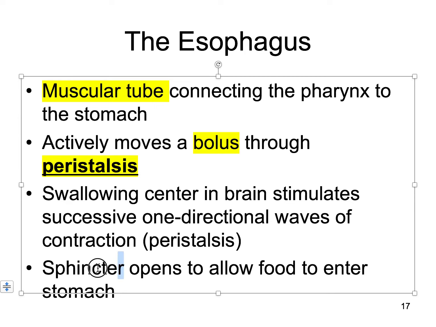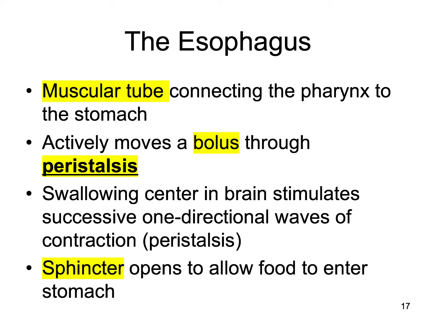And then finally, we have a special structure at the bottom of our esophagus called a sphincter, and the sphincter opens and closes because it's a muscular ring. It opens when we want to allow food into our stomach, and then it closes so that the things that are in our stomach don't come up.